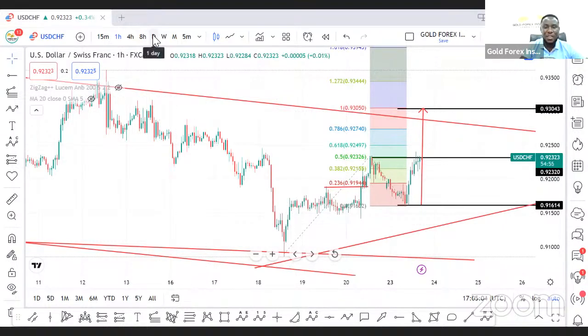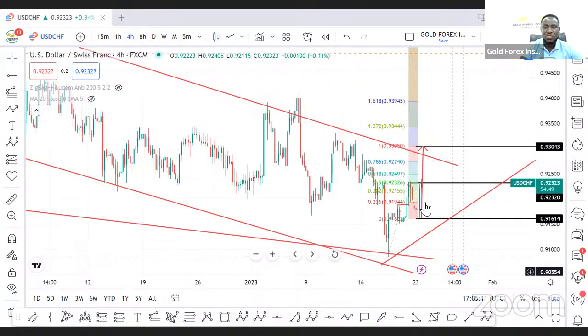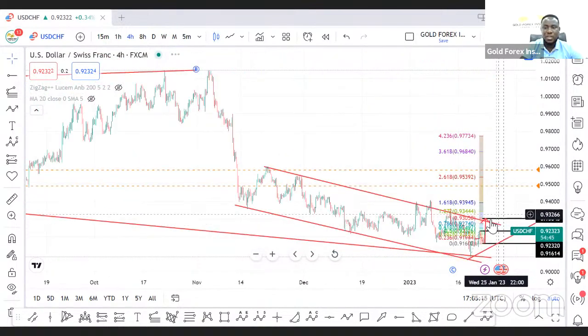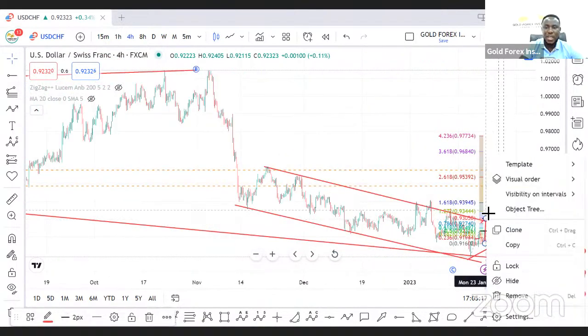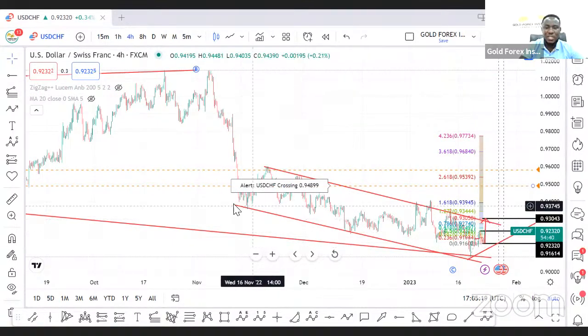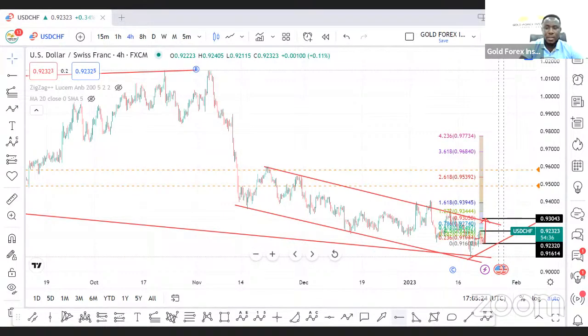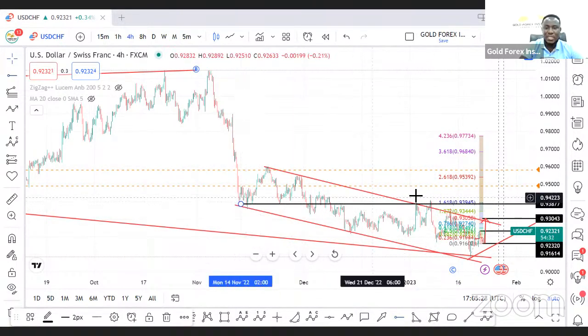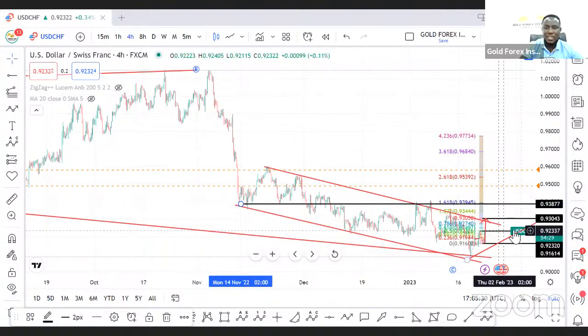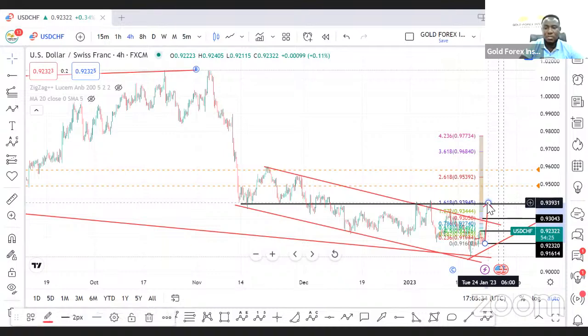Now on the higher time frame, we expect it to go very high. So I expect the dollar, USD, to go very, very high. There are levels you can see over here. There are some levels over here that it needs to respect. You can see that I touch here, touch there, touch there. So it can even extend all the way to this level.